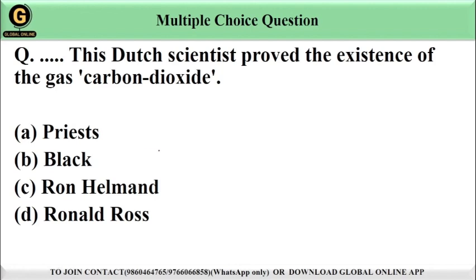Students, the Dutch scientist Joseph Black is credited with discovering carbon dioxide. He demonstrated that carbon dioxide is a distinct gas which is different from air, and he referred to it as fixed air. His experiments were important in the study of gases and helped lay a foundation for the development of modern chemistry. So the credit of discovering carbon dioxide is given to Joseph Black, which is option B among the given options. So the correct option is B.